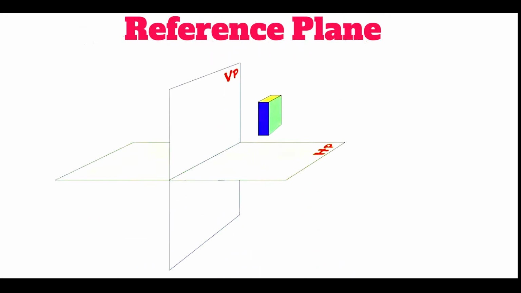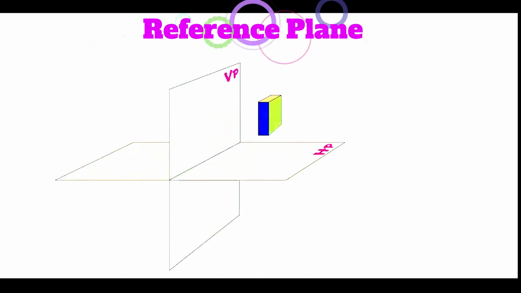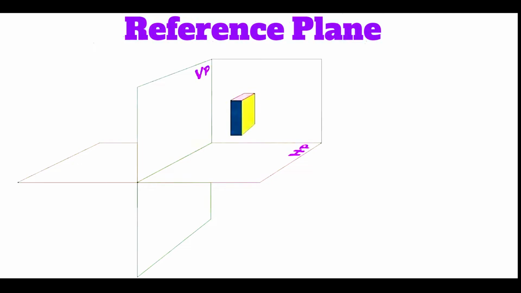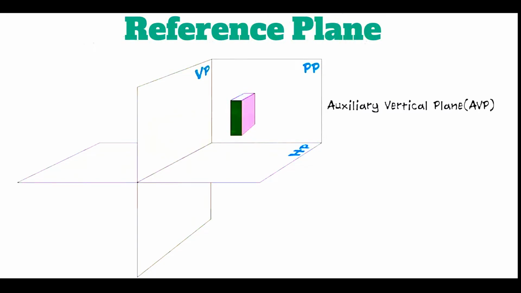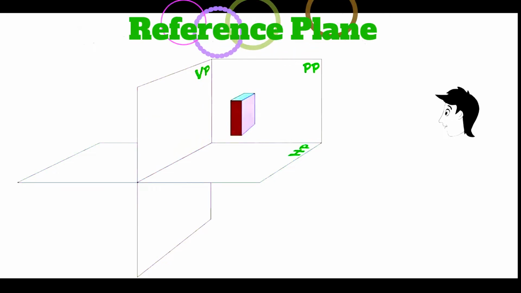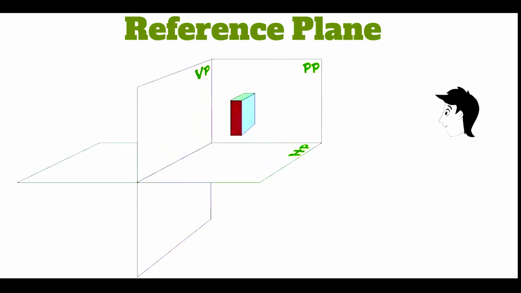Now let us place an object in the first quadrant. The third plane shown here is the profile plane PP or auxiliary vertical plane AVP. The object is placed between the observer and the vertical plane. When the observer sees the object from the front, its front part is projected on the VP and the projected image is known as front view, FV.